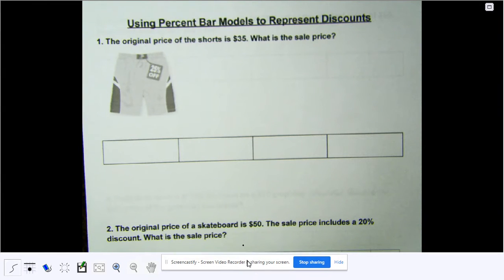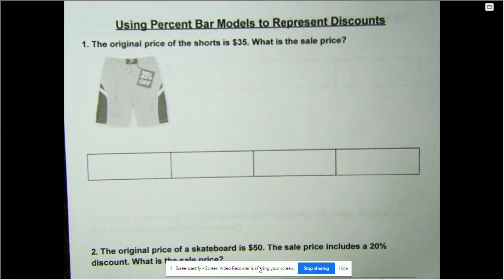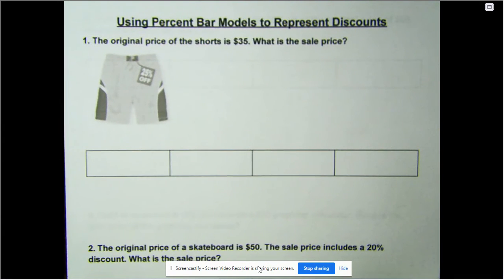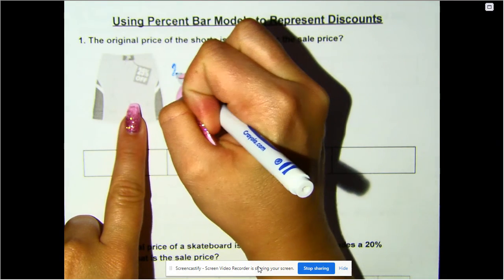Okay, in this video, we're going to go over using our percent bar models, but this time we're going to use them to represent discounts. The original price of the shorts is $35. What is the sale price? As you can see on the picture of the shorts, the discount is 25% off. So I have a discount on these shorts.